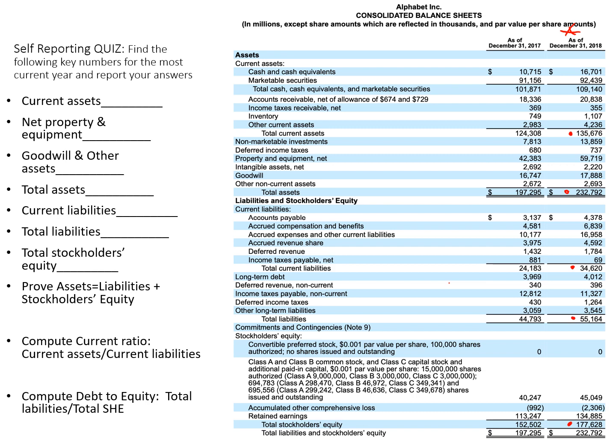If I compute my debt to equity, I take my total liabilities, which are 55,164, and divide it by my total shareholders' equity, 177,628, and now debt to equity is way below 1, or 0.31, meaning that, who controls those assets? Who controls Alphabet? It's the shareholders. It's not the creditors anymore.